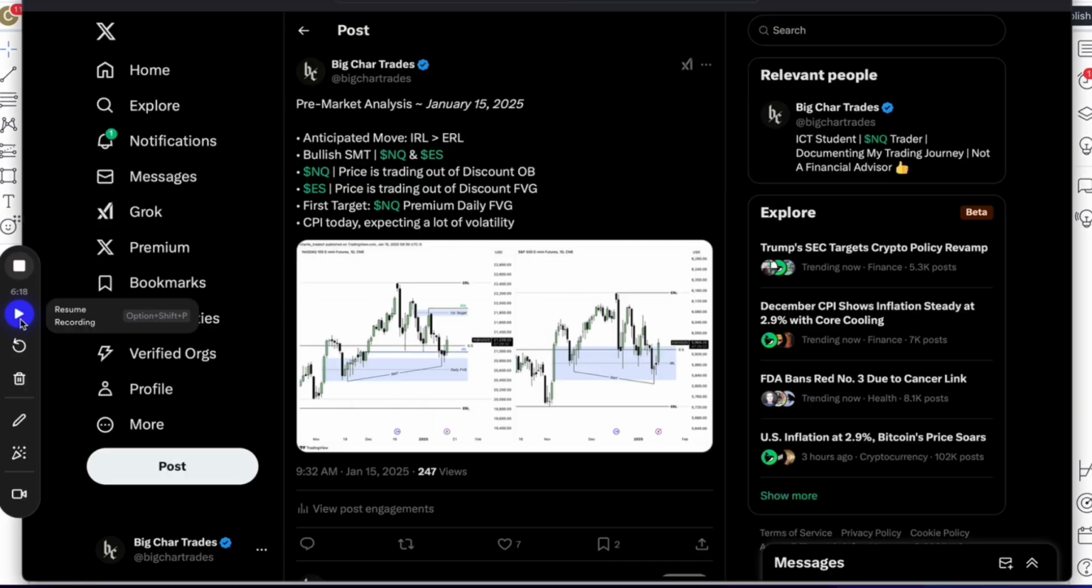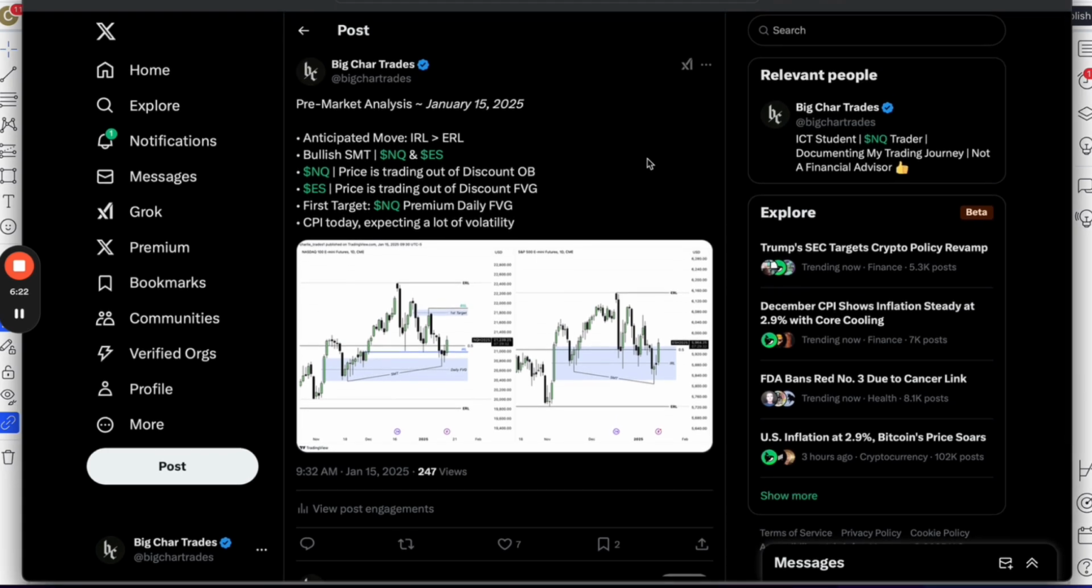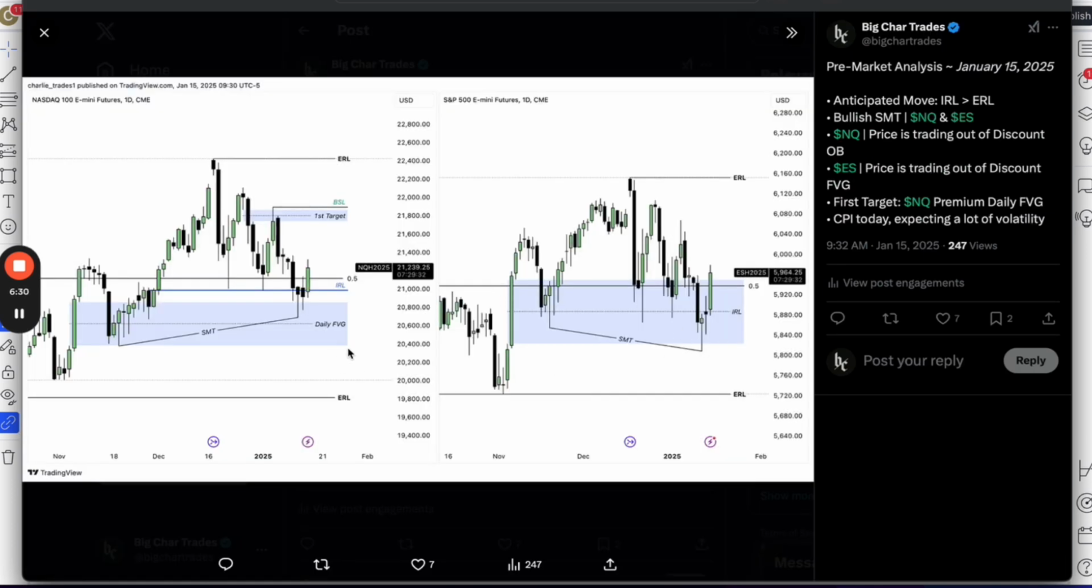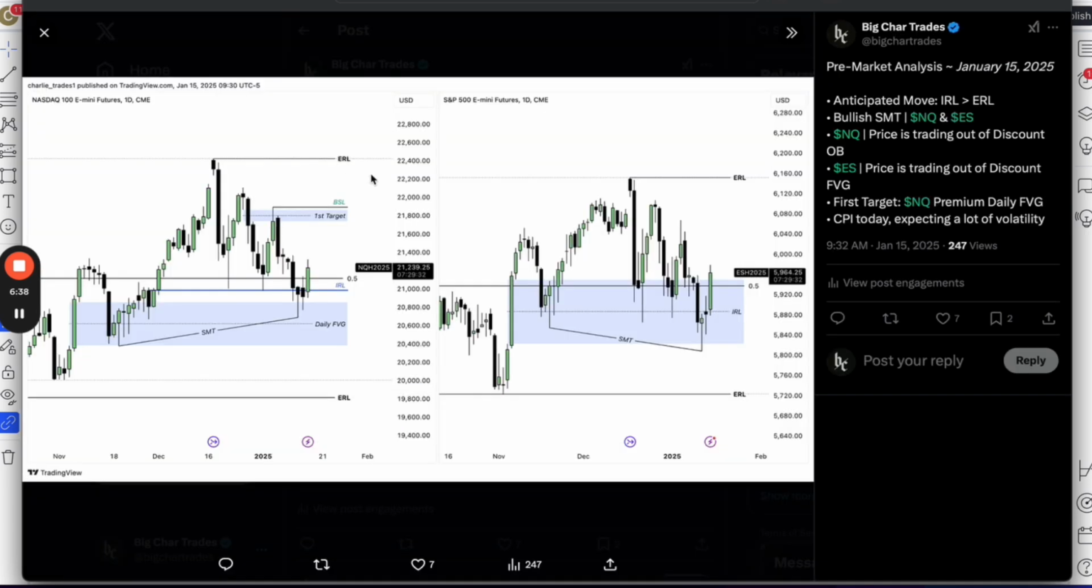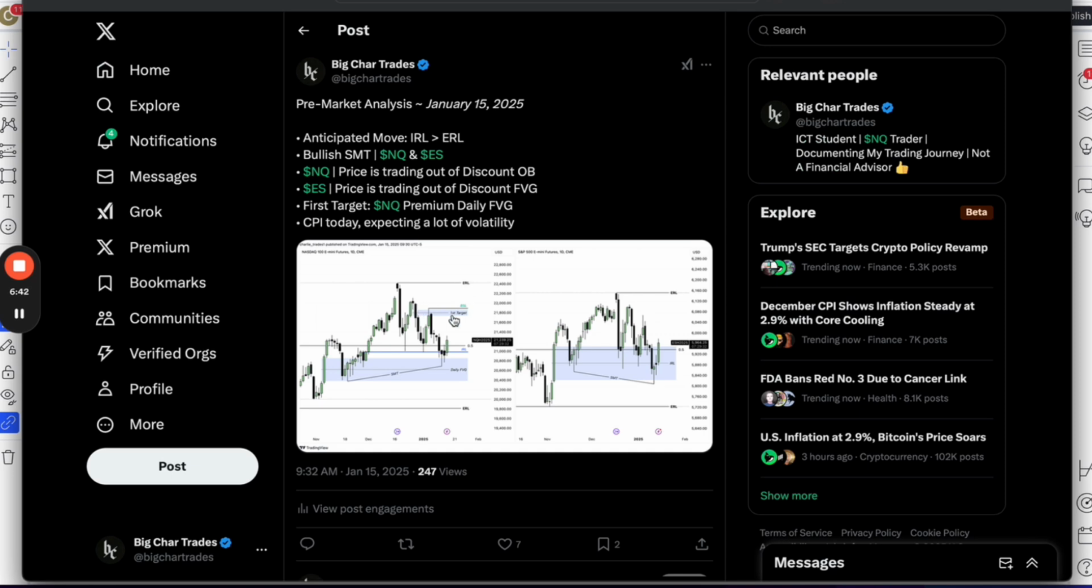Let me explain. So I posted this little pre-market analysis today, as you can see on Twitter. And what do we have? We have an anticipated move, right? IRL to ERL. Okay. This is our IRL. This daily order block right here is our internal range of liquidity. I'm anticipating IRL to ERL. First target would be this bearish fair value gap right here. CPI today, so expecting a lot of volatility, which is what occurred.